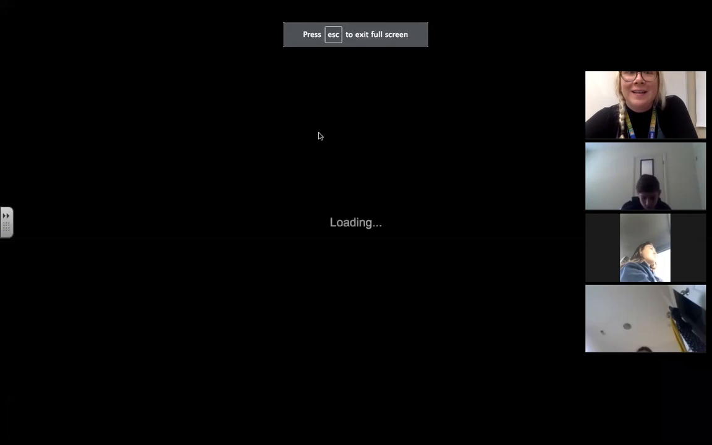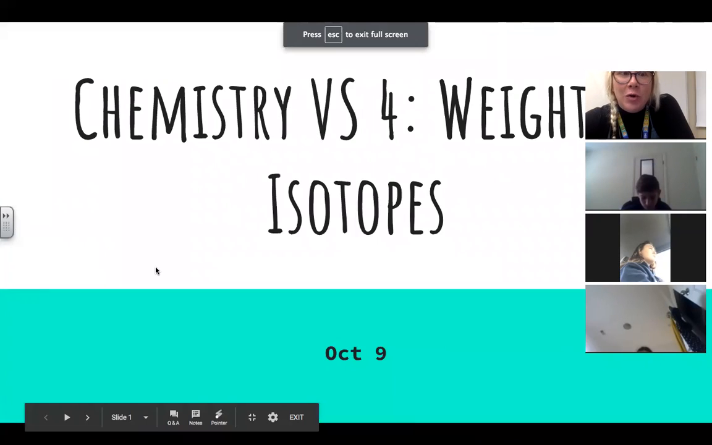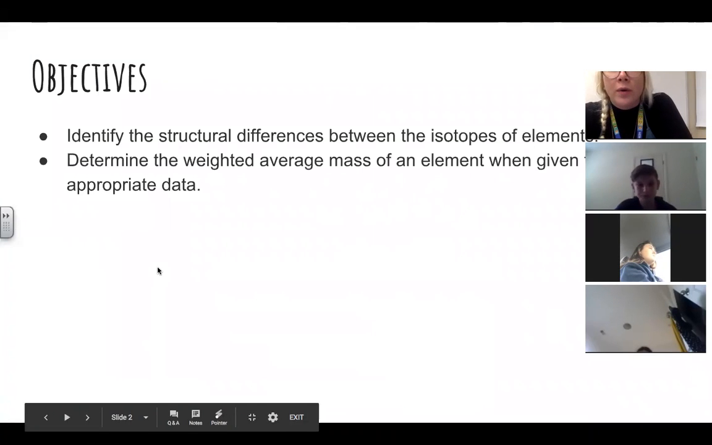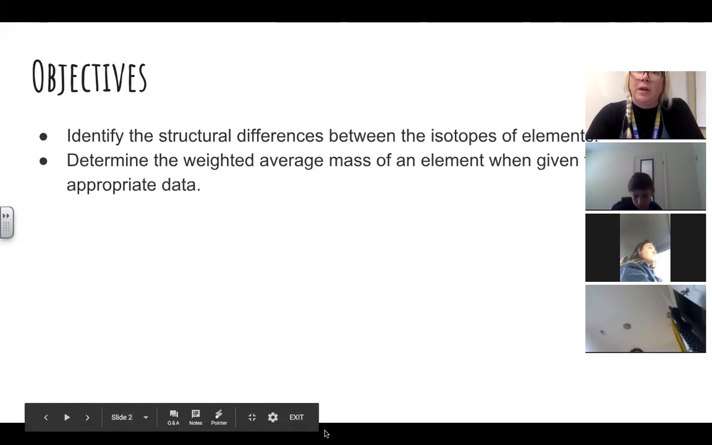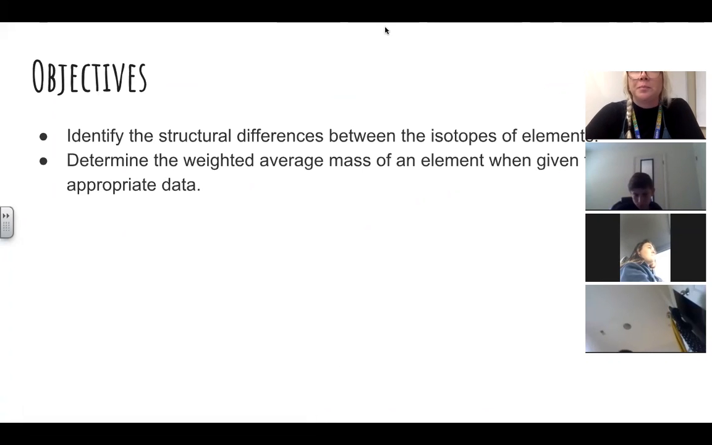So weighted isotopes. We're going to identify the structural differences between isotopes of elements, and we're going to determine the weighted average mass of an element when given the appropriate data.